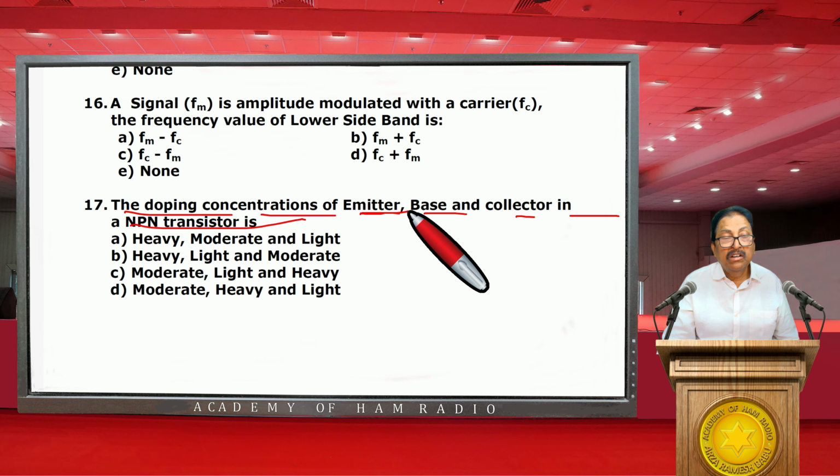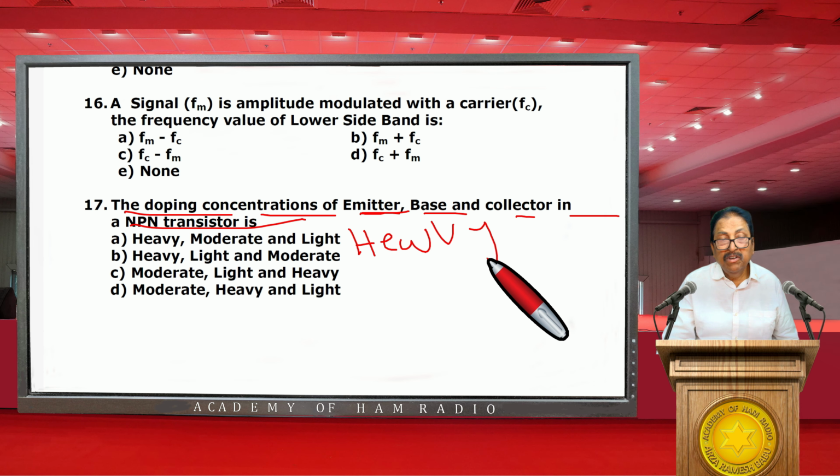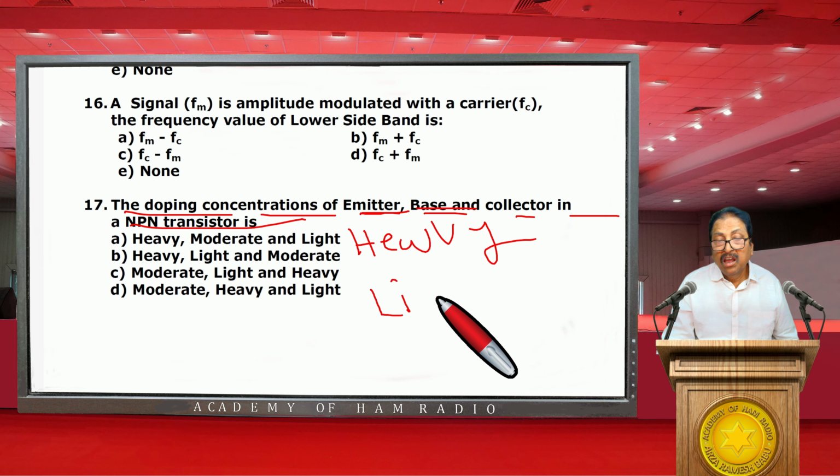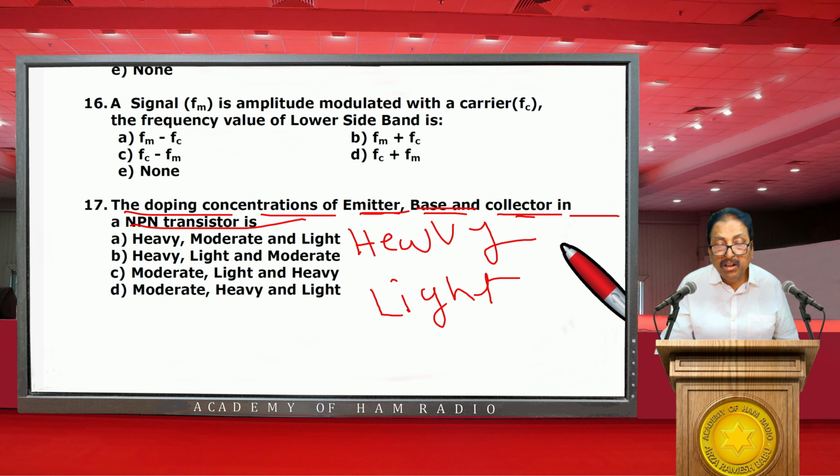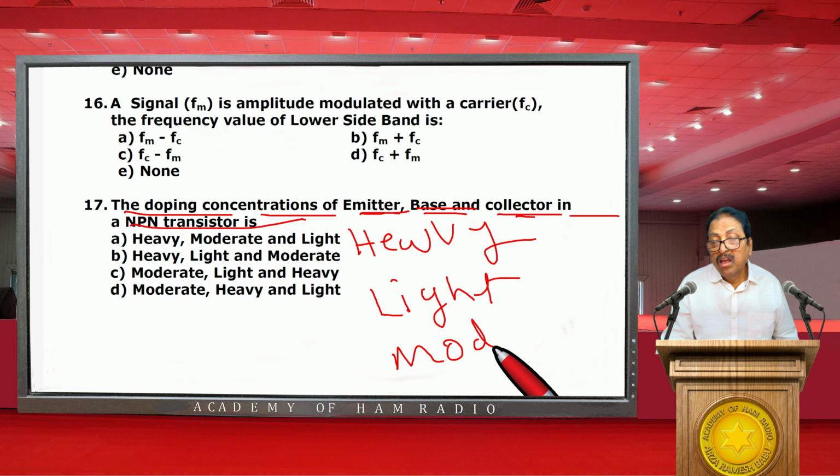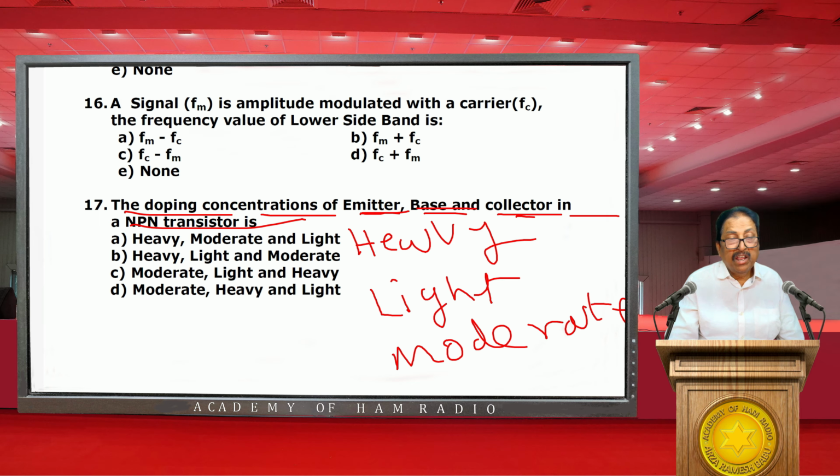The doping concentrations of emitter, base and collector in an NPN transistor: see here, the emitter will be heavily doped, the base will be light, and the collector will be moderate. Heavy, light and moderate. Bravo is the correct option.